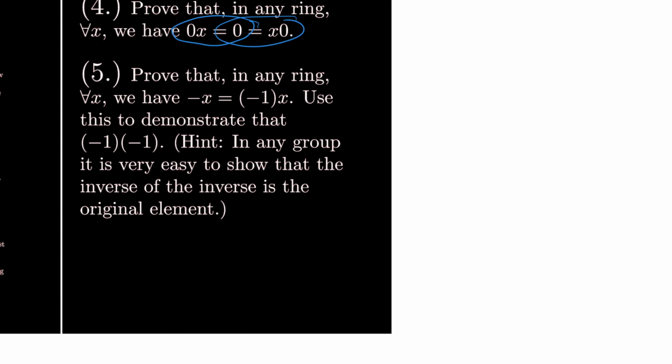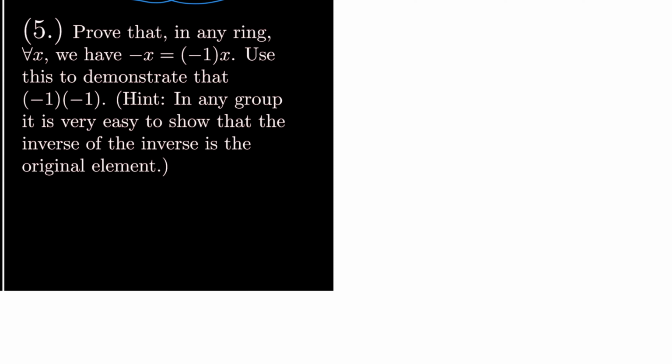So let's now move on to problem number 5, where we're going to prove that -1 times anything is equal to its additive inverse. The way that we're going to approach this is to show that the right-hand side has the property that defines the additive inverse of x. Now, what is that property? Well, it's the property that if you take this thing and you add x, then we would like to show that this equals 0. That's the property of being the additive inverse.